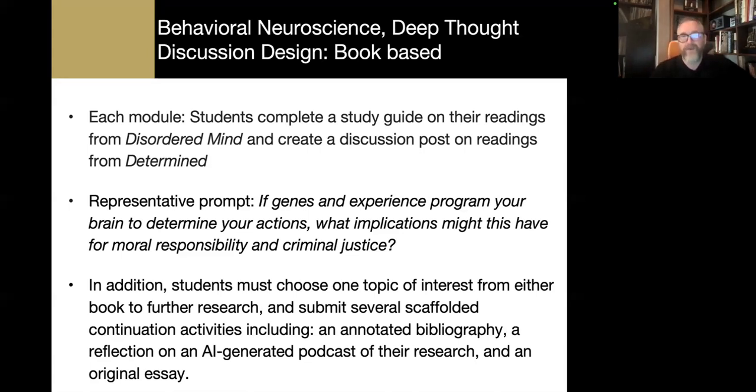What are the implications if we assume or determine that some concepts of free will come from the brain and are due to things like experience? What are the implications for the criminal justice system? How might neuroscience inform the criminal justice system rather than just traditional, common approaches, including moral philosophy. But anyway, here is one representative prompt. If genes and experience program your brain to determine your actions, what implications might this have for your conception of moral responsibility in criminal justice?